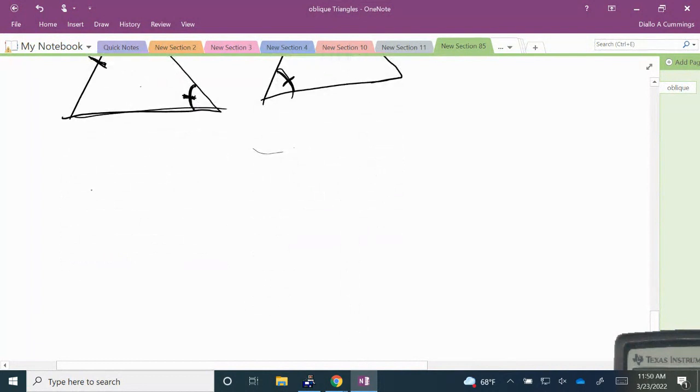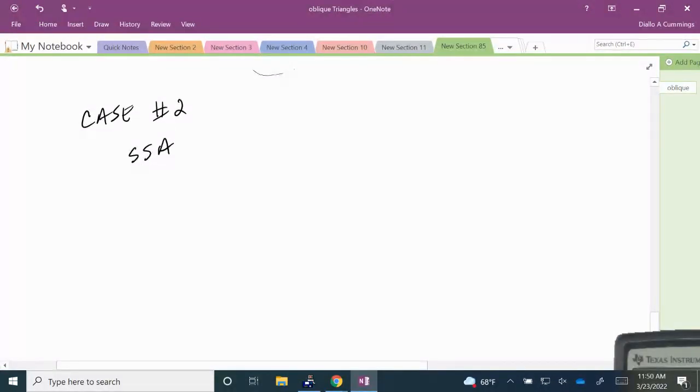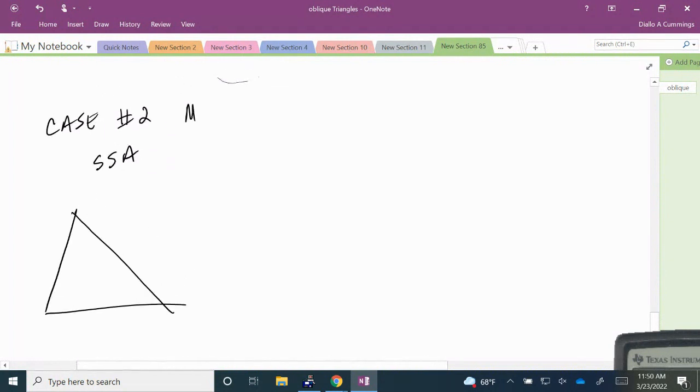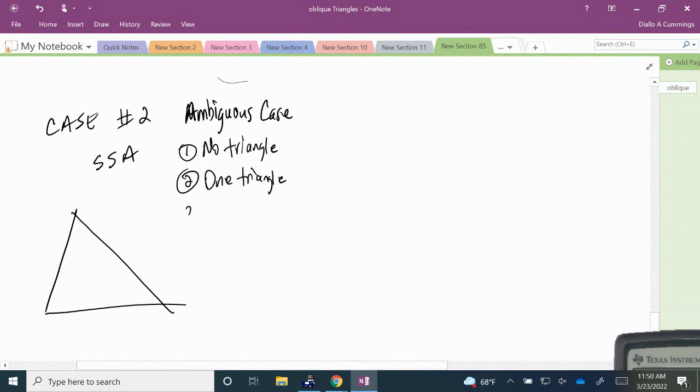Case number 2 is the ambiguous case, the side-side angle set of measurements. This is known as the ambiguous case because it has three solutions. There can be a no triangle solution, there could be a one triangle solution, or there could be a two triangle solution.